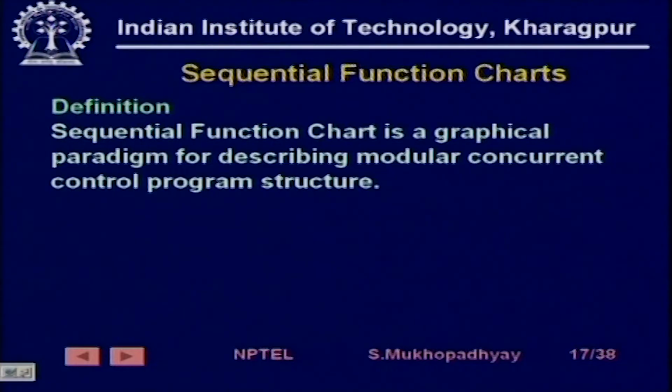So, we have a formalism which is standard and which is called sequential function charts. A sequential function chart is actually a graphical paradigm for describing modular concurrent control program structure. Remember that it is basically used to describe structure and not the program itself. It is as if you have organized your program into a number of well written functions which are modularly arranged. Using the sequential function chart, you are just describing which of these functions will be executed when and under what condition.